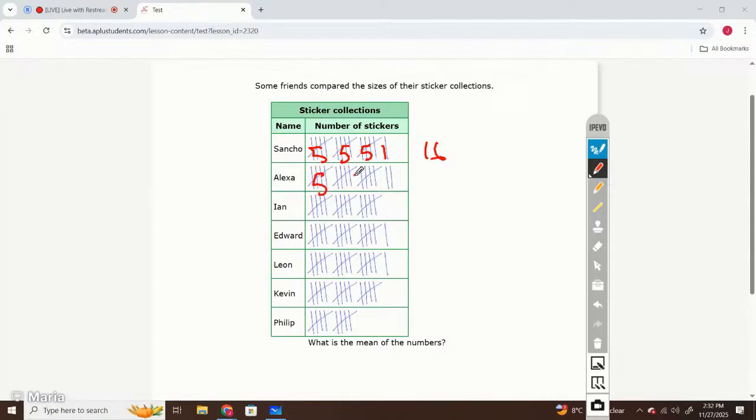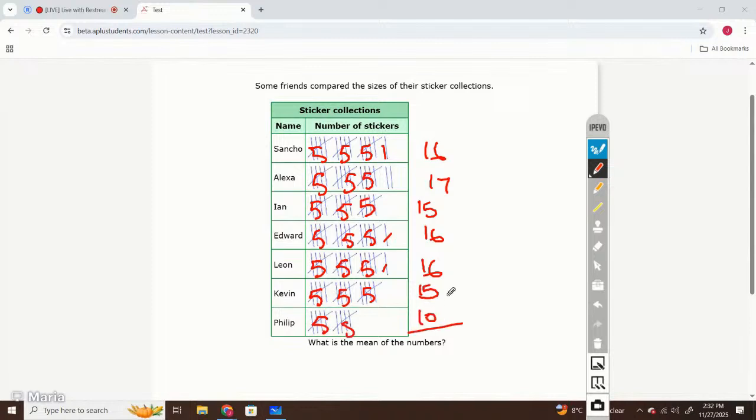Then 5, 5, 10, and 5, 15, 16, 17 it is. Then we have 5, 5, 10, and 5, 15. Then we have 5, 10, 15, and 1, 16 it is. Then 5, 10, 15, and 1, 16 it is. 5, 10, and 15, so we have 15. Then we have 5 and 5, 10.